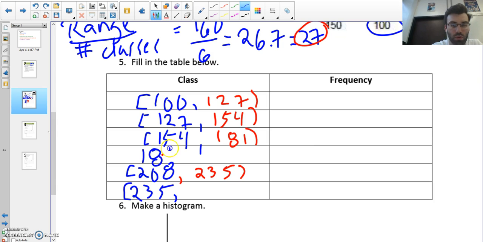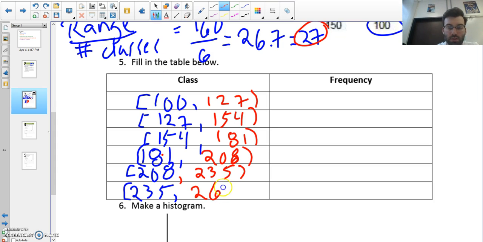After this 181, it should be, I don't know why I didn't write this down. It should be 181 here. And then add 27 to get 208 there. Sorry, Julia. Okay. 235, add 27 to get 262.